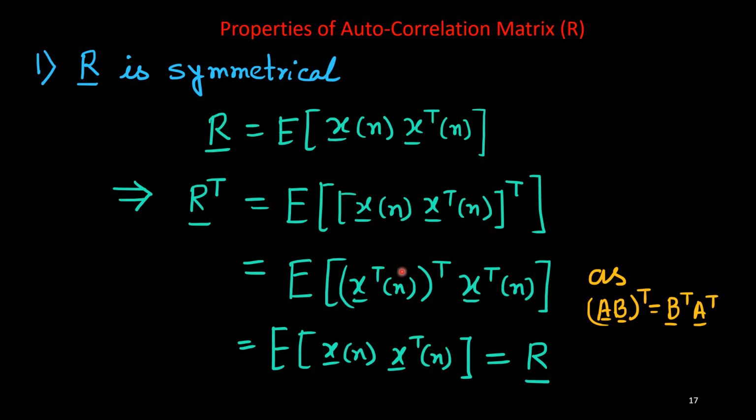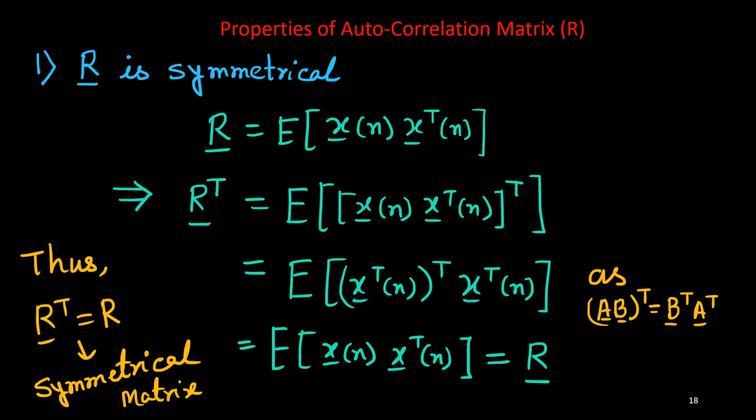Now this is replaced by x[n], and you see this is again x[n] times x transpose [n] inside the expect operator, which is the actual autocorrelation matrix R. So it implies that the transpose of the R matrix again becomes R, thus R is symmetrical. So if you interchange columns and rows, you will get the same matrix. This is one beautiful property of the R matrix.